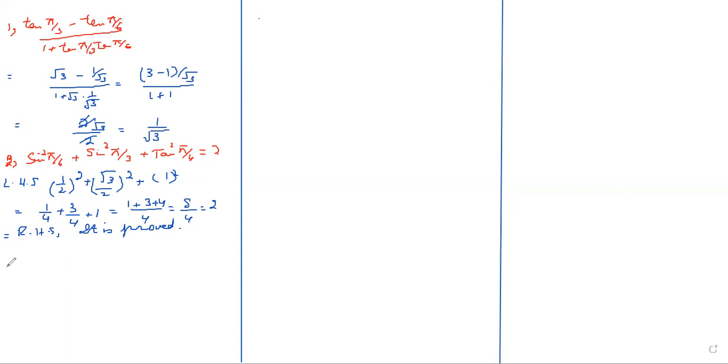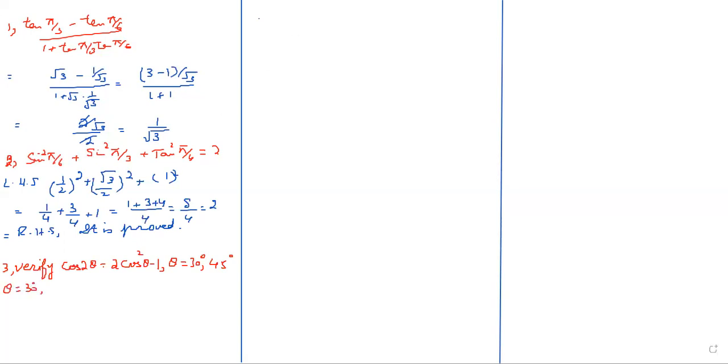Number 3, question number 3. Verify cosine 2 theta equals 2 cosine square theta minus 1, for theta equal to 30 and 45 degrees. So we will do for theta equal to 30 degrees first.